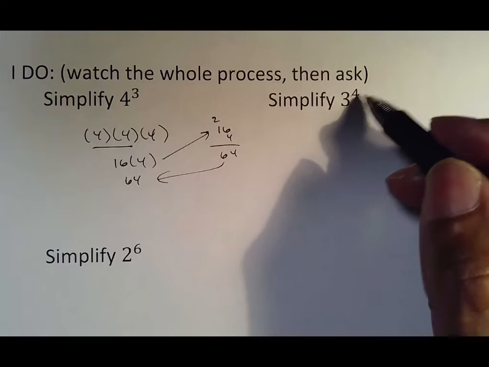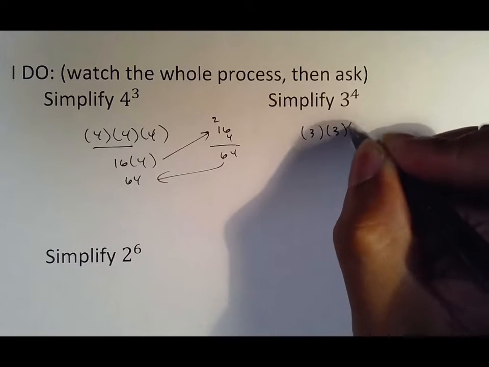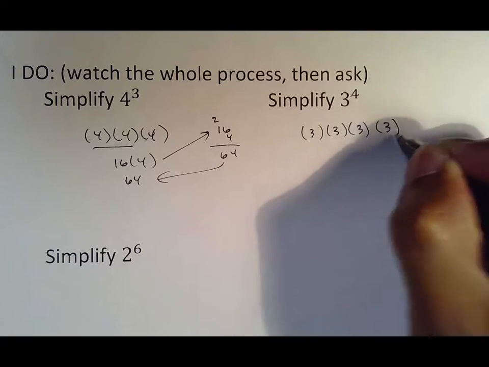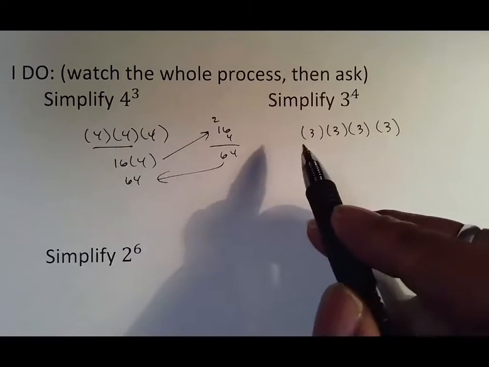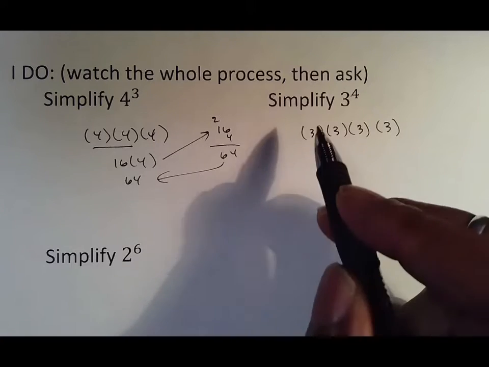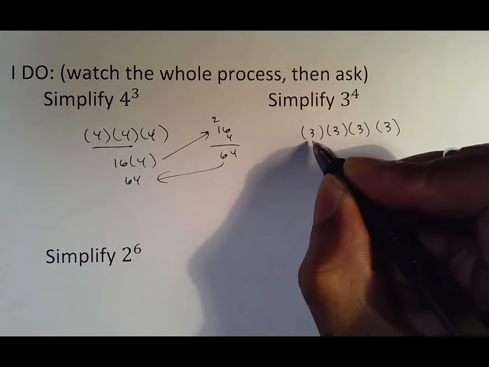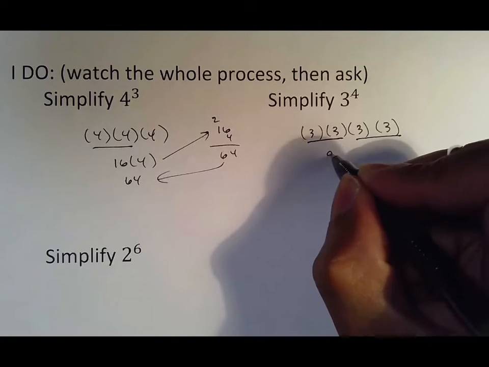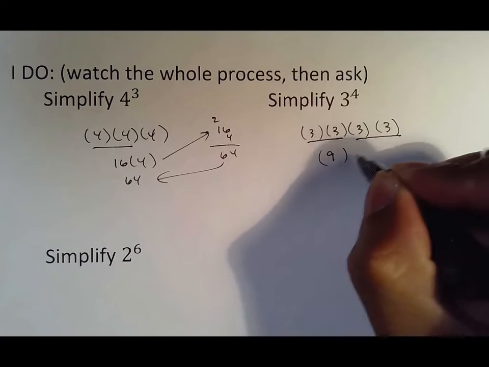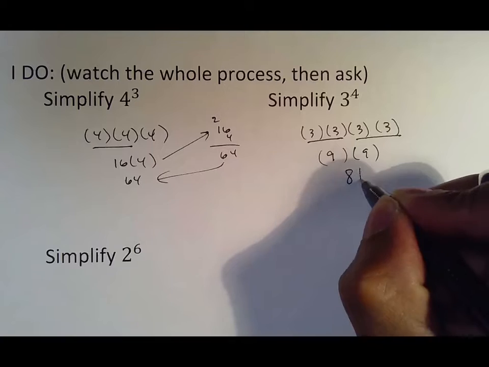3 to the fourth. This is where things get interesting. This is 3 times 3 times 3 times 3. Because this is all multiplication, this is something you can do to make your life easier, only with exponents. What I can do is say, since these are all being multiplied together in one group, I'm going to group up these 2 3s to make 9 and these 2 3s to also make 9. And then I can just do 9 times 9, which is 81.